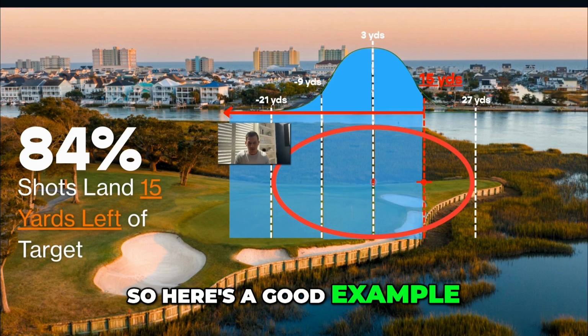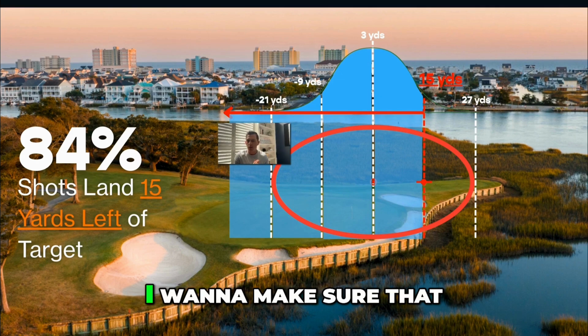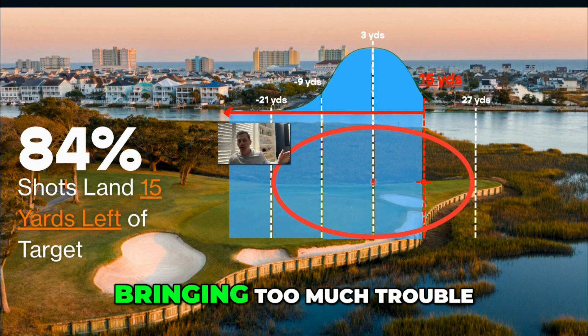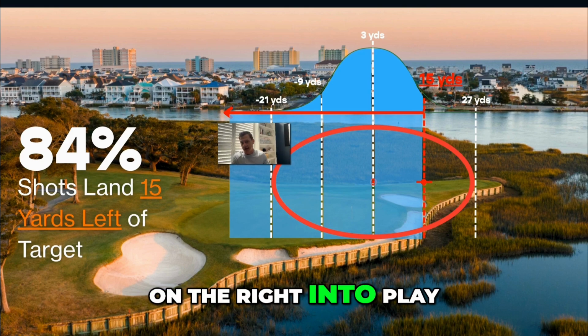So here's a good example, right? I've got water off to the right. I want to make sure that I can maybe move my dispersion as close to that edge as possible without bringing too much trouble on the right into play.